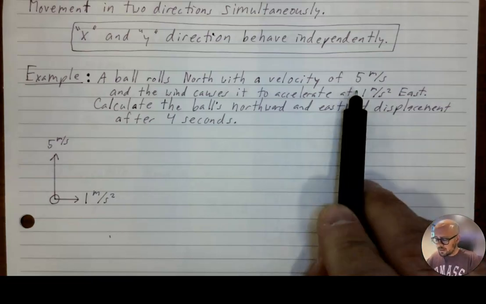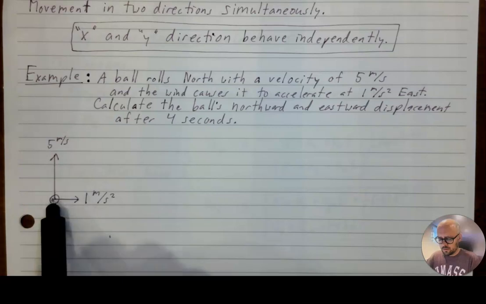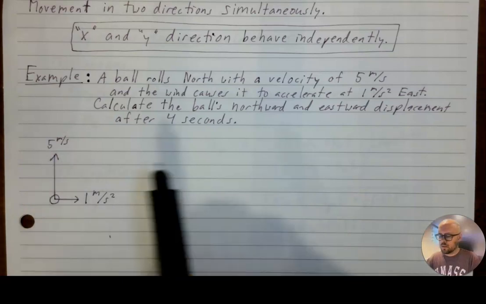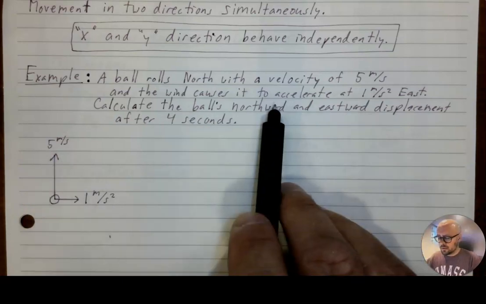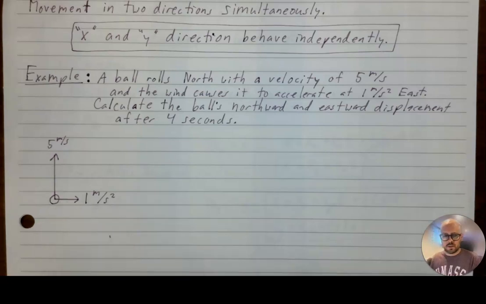So the initial motion of the ball is north, and so on our paper that's up. And then because of the wind, there is an acceleration to the east, and so that's going to introduce another dimension of motion. Now, in two-dimensional motion, acceleration can happen in any direction or not at all. And so this is just an example that has acceleration in it.